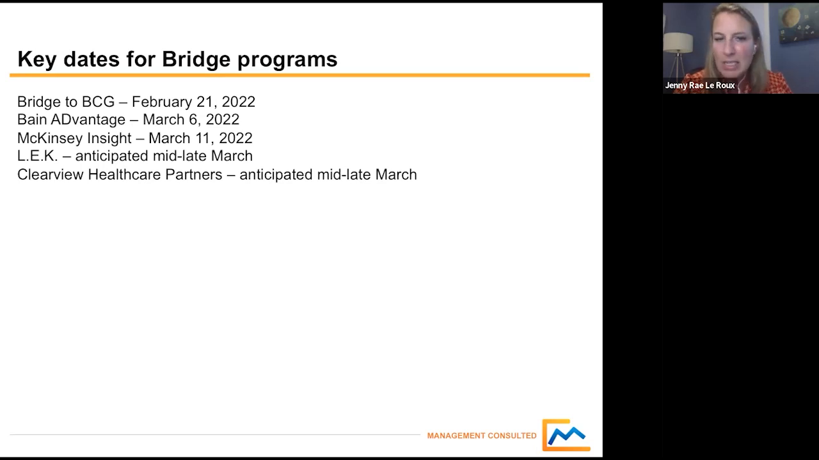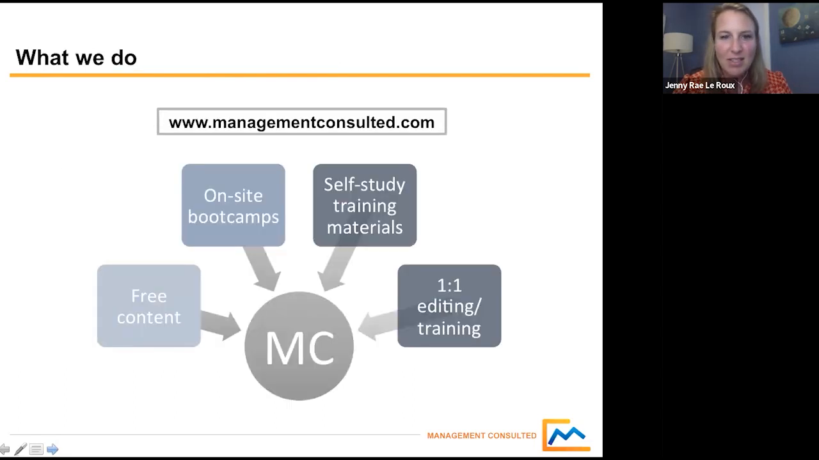For LEK, they're anticipated to be mid to late March, and for Clearview Healthcare Partners, both of those are usually later. Those are going to be around the same time, mid to late March. If you've got any specific questions about any of those, they're all called the Bridge program because Bridge to BCG was kind of the OG one, but we call them the Bridge programs collectively. They all do have different names. So don't call McKinsey's Bridge to McKinsey when you're talking to them. Ways to be socially awkward, right?